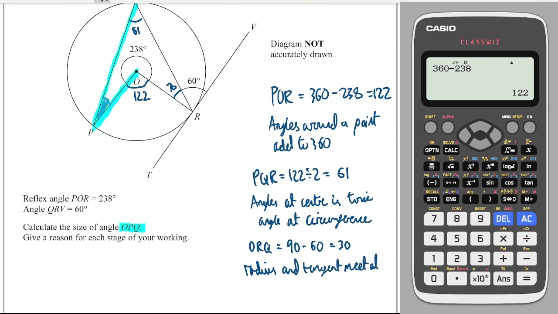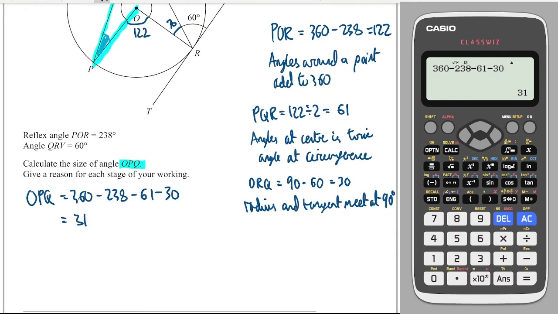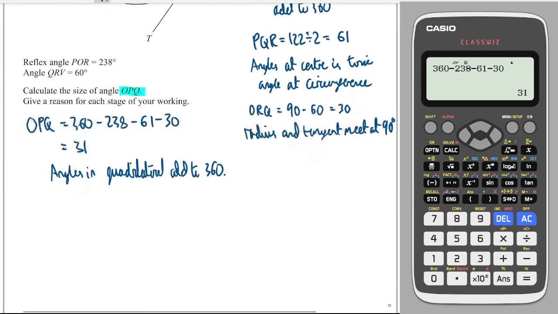meet at 90 degrees. Okay, and now in order to work out the angle which we're actually looking for, which is OPQ, we would do 360, because this arrowhead is a quadrilateral, minus 238 minus 61 minus 30. 360 minus 238 minus 61 minus 30, and that is 31 is the answer, and that is because angles in a quadrilateral add to 360. Done.